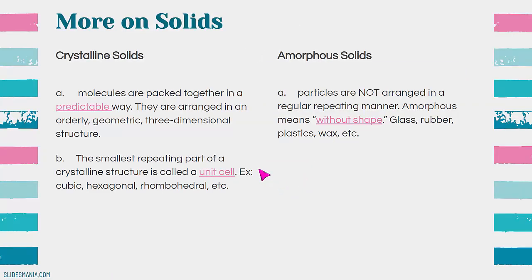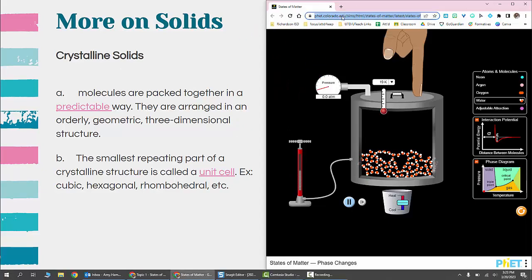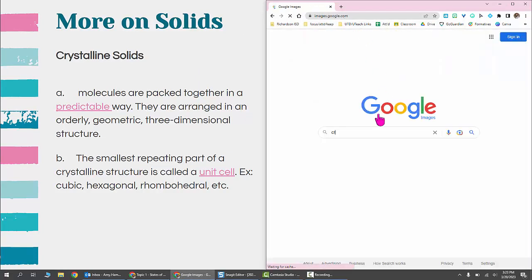Okay, a little bit more on the different states of matter. Solids, there are 2 different types of solids. They're basically organized solids or disorganized solids. The first type is called a crystalline solid. These are molecules that are packed very tightly together in a very predictable way. They're arranged in a very orderly geometric 3-dimensional structure, and the smallest repeating part of it is called a unit cell. Amorphous solids, on the other hand, the particles are not arranged in a regular repeating manner. So we're going to pull up a picture real quick of crystalline versus amorphous.